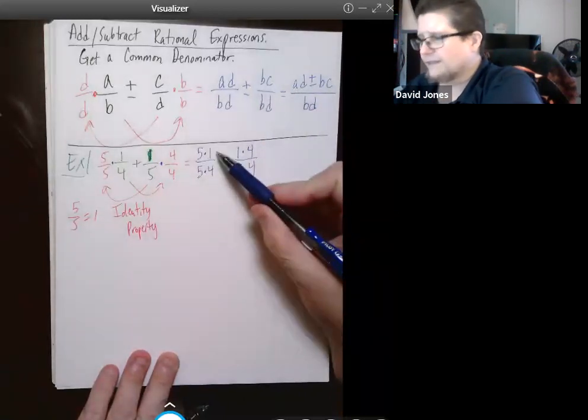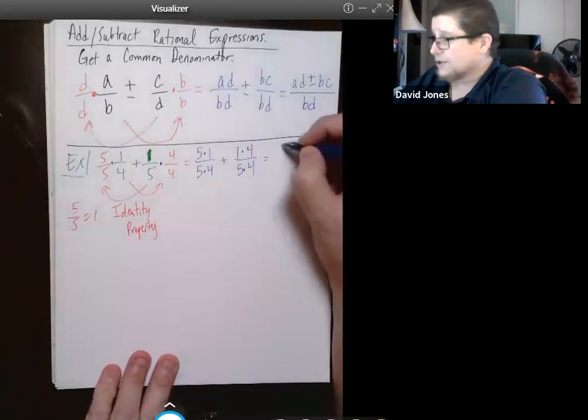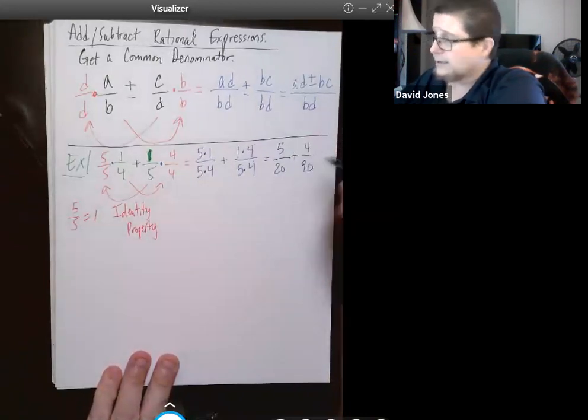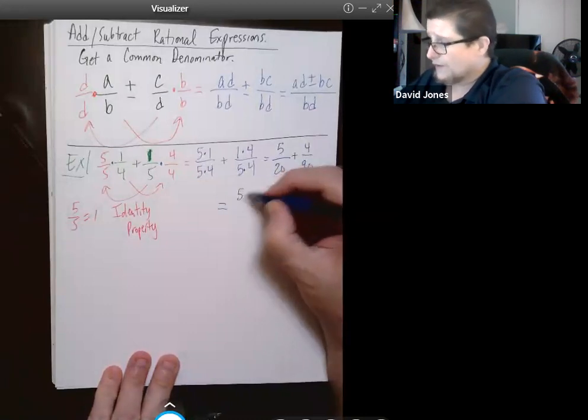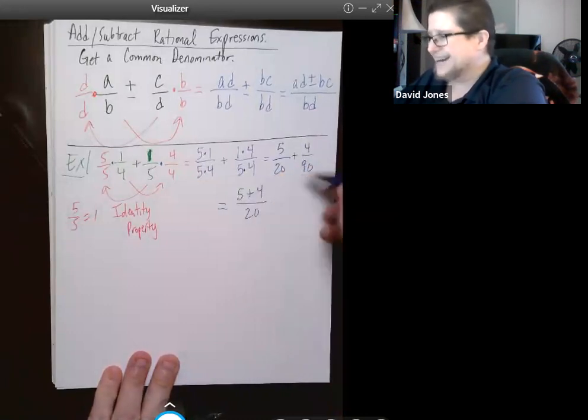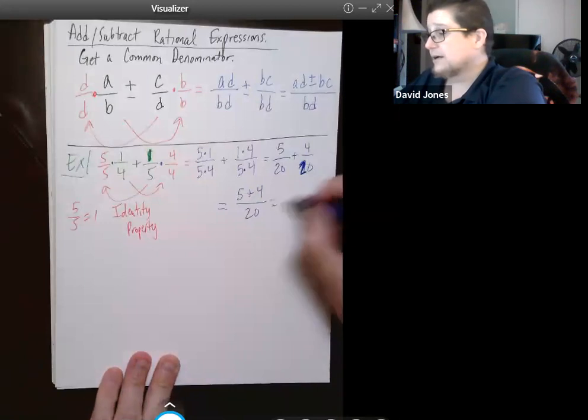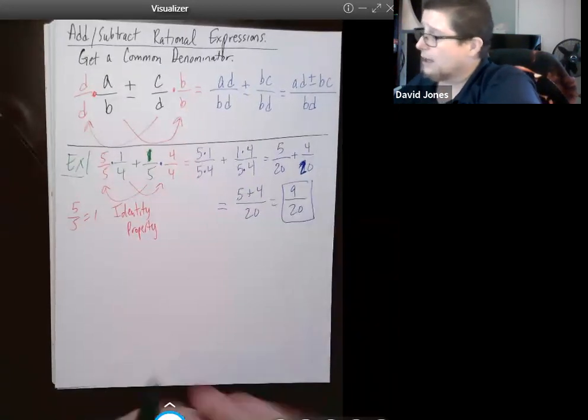Normally I would have just done the 5 times 1 right away. So this is 5 over 20 plus 4 over 20, which is 5 plus 4 over 20. We do not add the 20s. Do not add the 20s, just the numerators. This ends up adding up to 9 over 20.